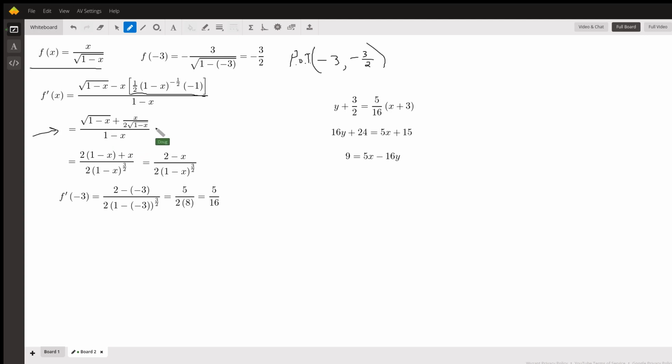And you could find f prime of -3 right from here, but just to simplify the derivative a little bit, we could multiply top and bottom by the common denominator of the fraction that makes this a complex fraction. So this is what you're visualizing.